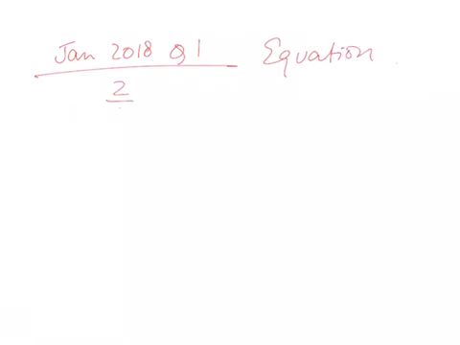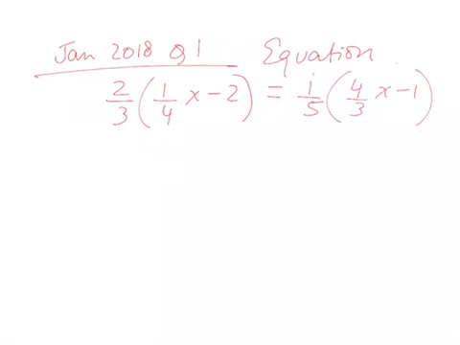Alright, Jan 2018, question 1. Again, an equation. We distribute, we do all those steps to solve. So 2/3 times (1/4 x minus 2) is equal to 1/5 times (4/3 x minus 1). So distribute, distribute, distribute, distribute. And there are various ways you can employ any one of them. Either you can divide, or it's up to you. So I'm going to use the distributive method. So if I multiply, I get 1/6 x minus 4/3 is equal to 4/15 x minus 1/5.